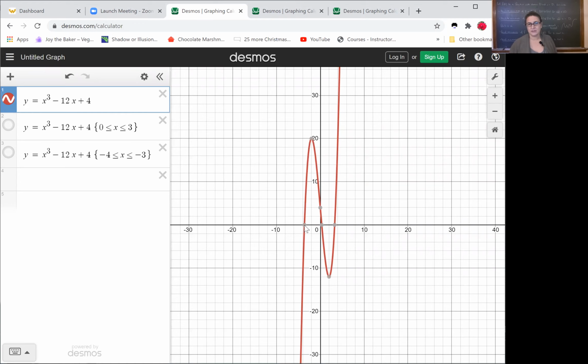If I look at where these cross the axis, it's some weird thing, right? It's not a nice answer. It's not a nice number, right?